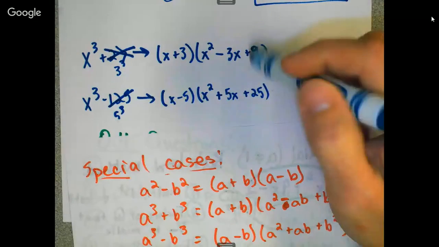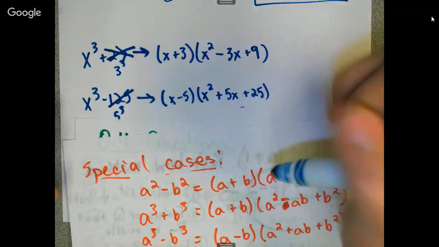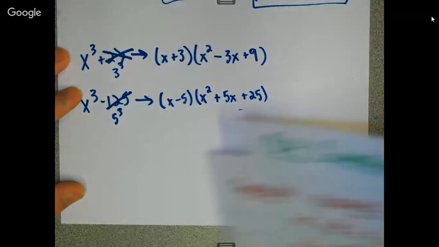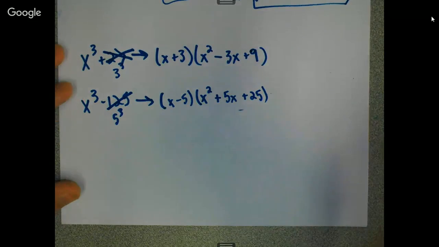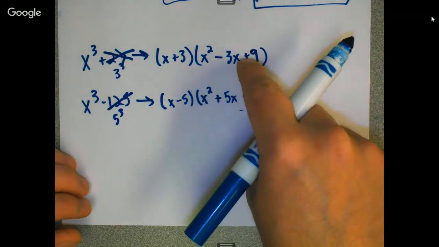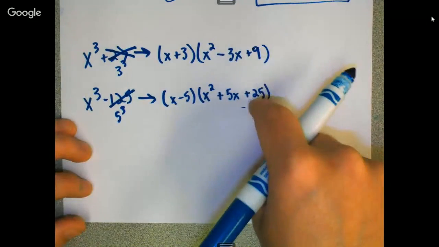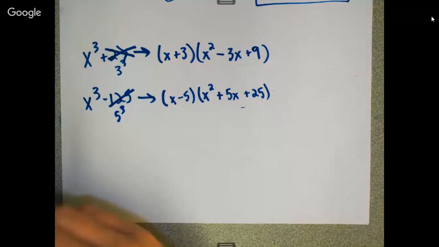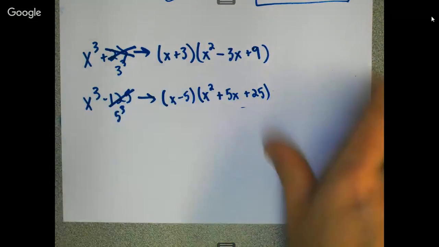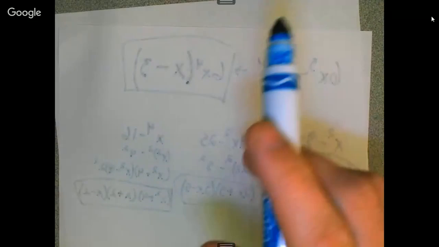Okay, you can look here to see if we can factor again, but the odds are you're not going to be able to. Okay, factors of 9 that add to 3, there are none. Factors of 25 that add to 5, there are none. Okay, so those are some special cases. Let's look at a couple when a is 1.